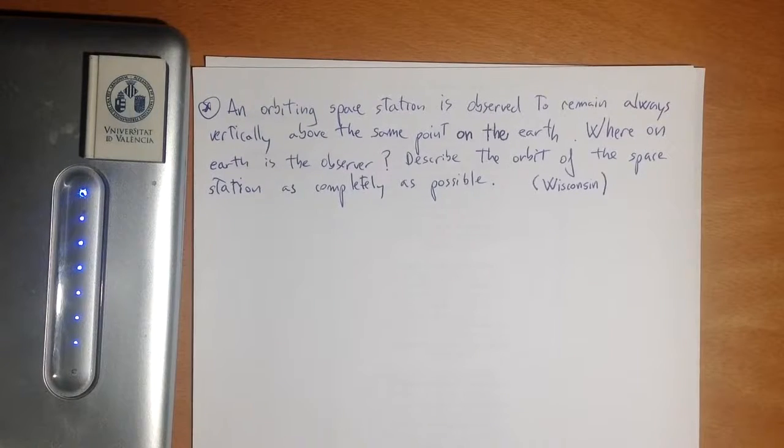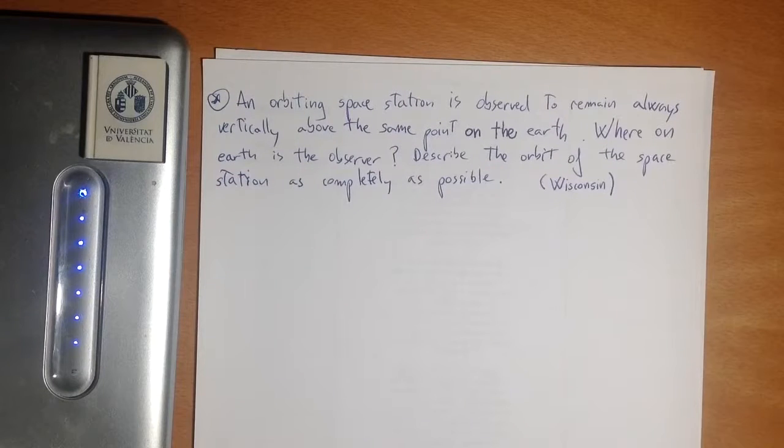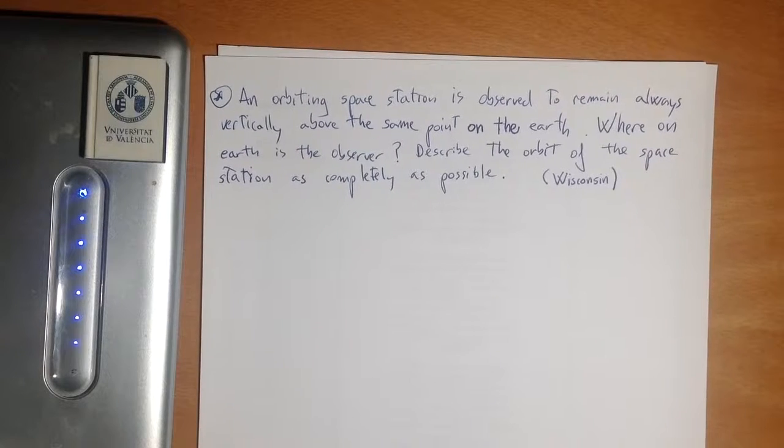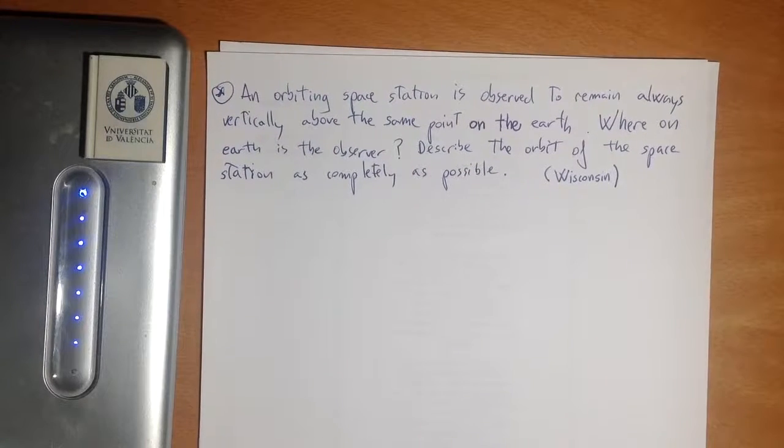It says the following: an orbiting space station is observed to remain always vertically above the same point on the Earth. Where on Earth is the observer? Describe the orbit of the space station as completely as possible.